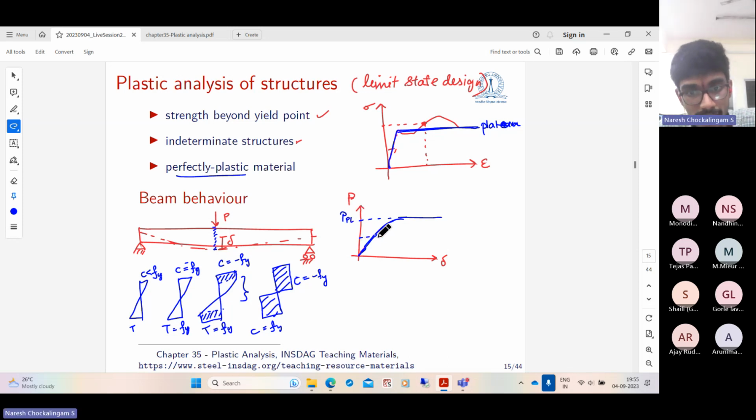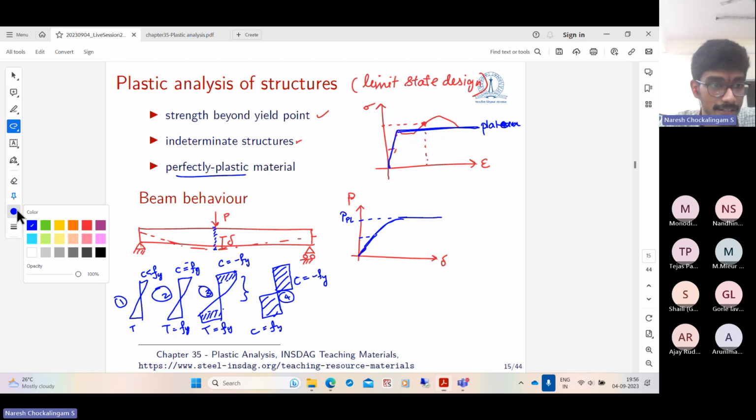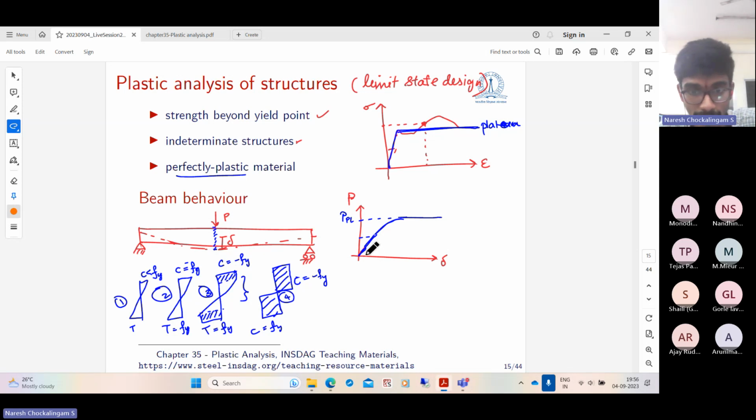And the point at which the yielding starts, the first yield at the extreme fiber, say this is 0.1, 0.2, 0.3, 0.4. Corresponding points in the stress-strain curve are like this. So 0.1 is somewhere here, 0.2 is here, 0.3 is somewhere in the middle, 0.4 is here. The load at which all the extreme fibers have yielded is Py.